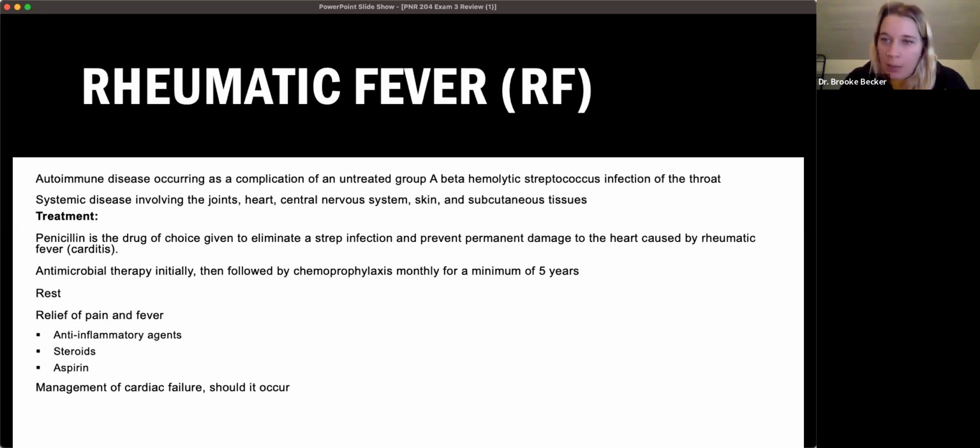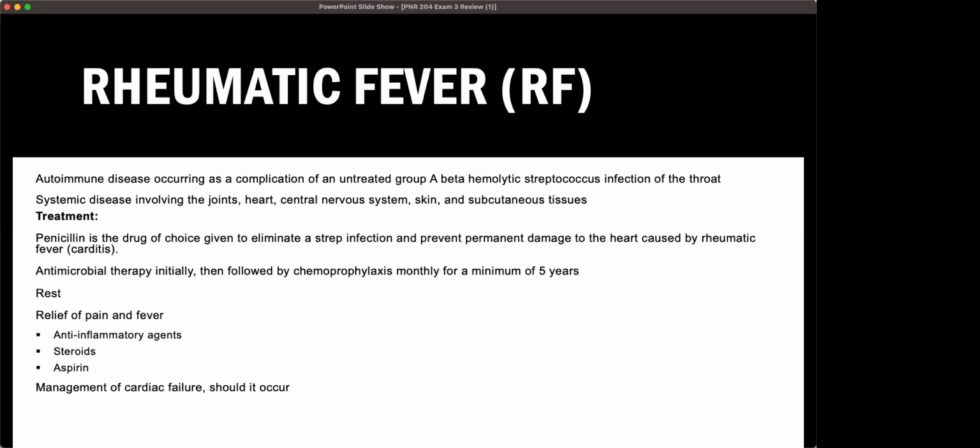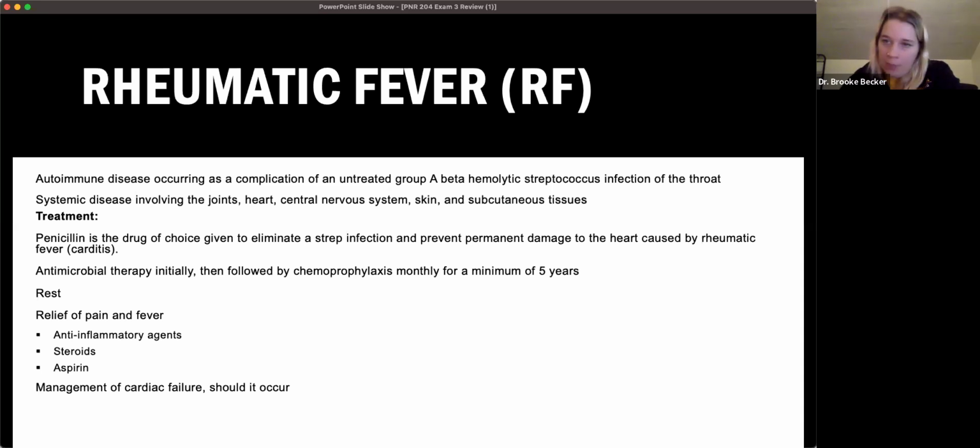Obviously, they're going to have joint pain, and potentially red, swollen joints can come about with rheumatic fever. They can get rashes that can be pretty painful. So you're going to give these kids anti-inflammatories and steroids a lot of times. Some of these kids may need to be on aspirin, but it's not a super common thing. Aspirin is more for the cardiac concerns or risk of stroke. So it's not a standard thing that everybody with rheumatic fever gets put on.